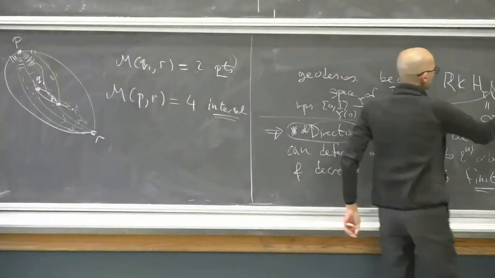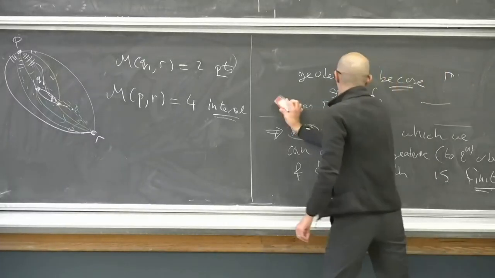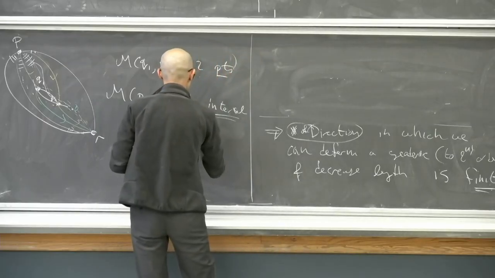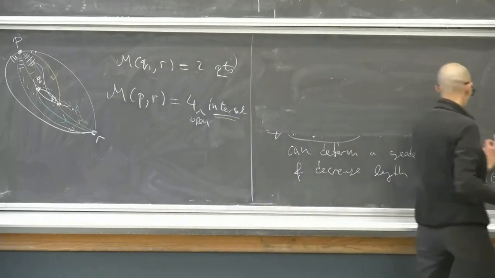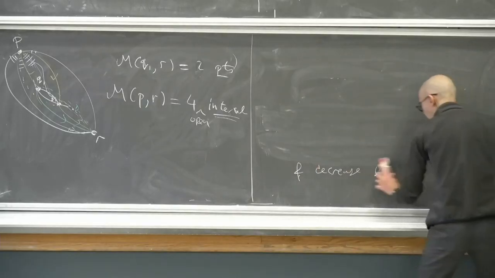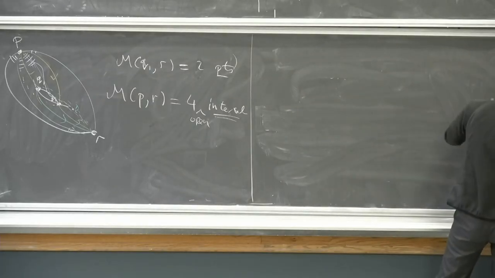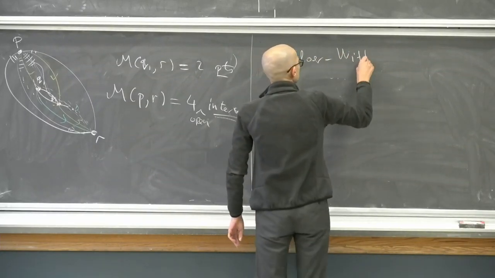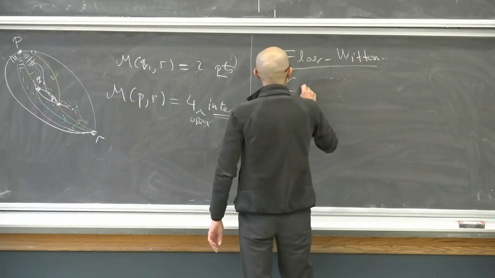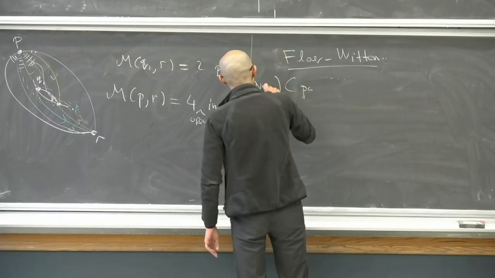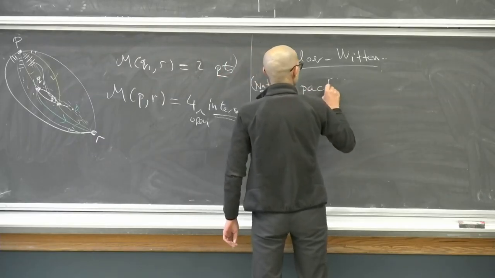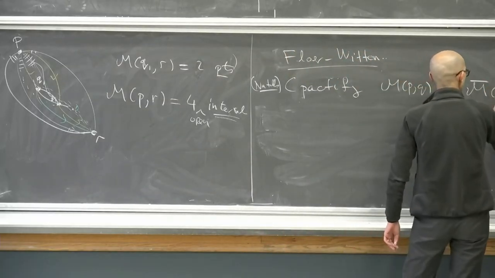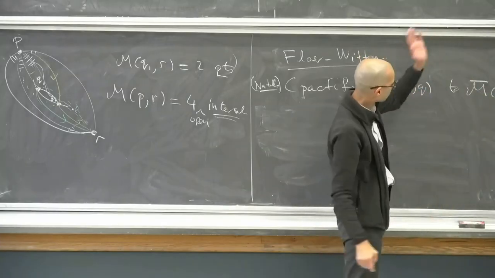Great. So now comes the interesting part. The interesting part is that these intervals are actually open intervals. But what Floer, probably following Witten, but Witten didn't quite write it this way, I'm going to say Floer-Witten, you can naturally compactify M_PQ to M bar PQ. Okay, this is the compactified moduli space.